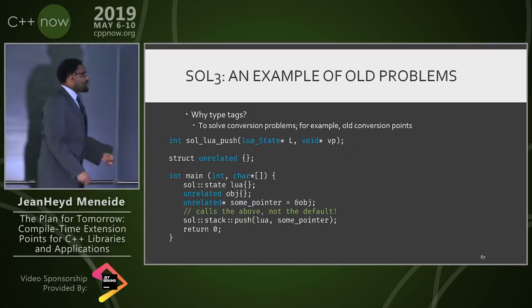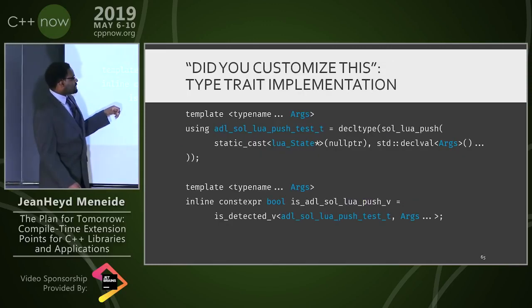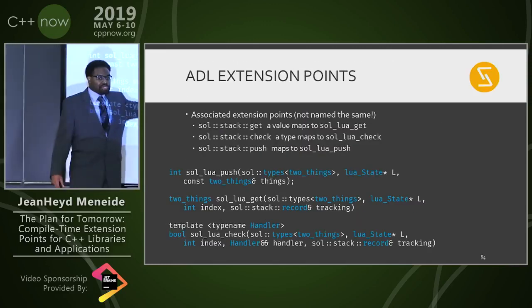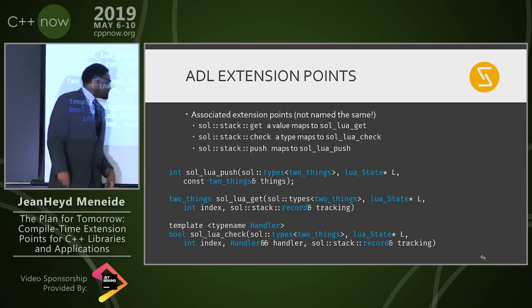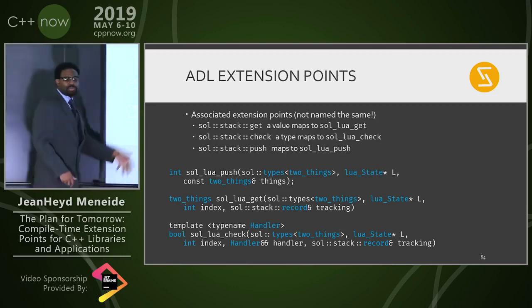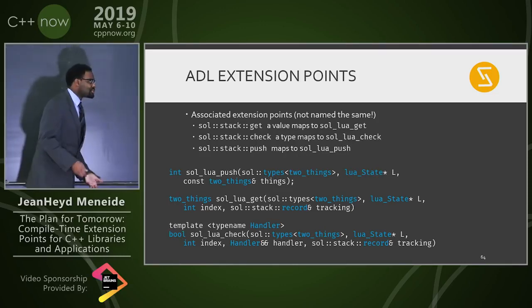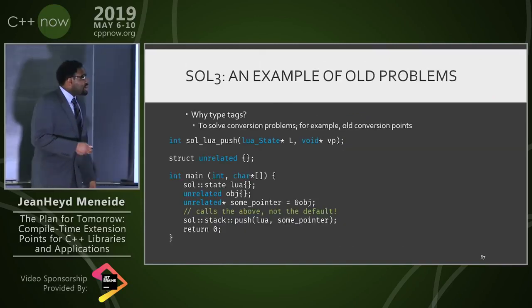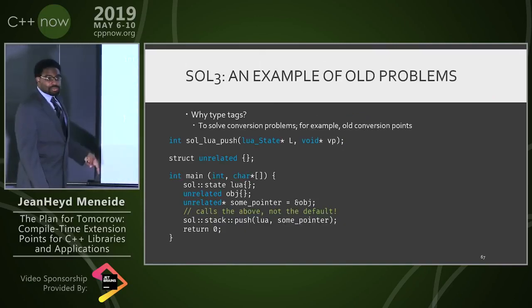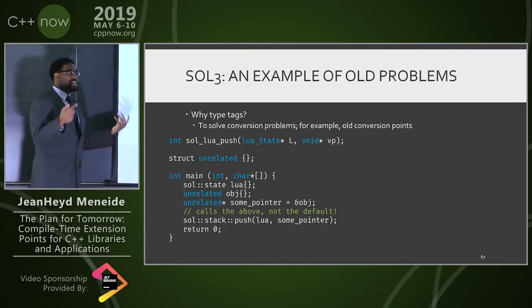And you may be wondering, why do we have these type tags, these sol types, a lot of spam, right? Why in the world would you have that? That makes your API a lot more verbose. Well, as it turns out, there are some problems with ADL in general, and not just ADL, but function overloading in general.